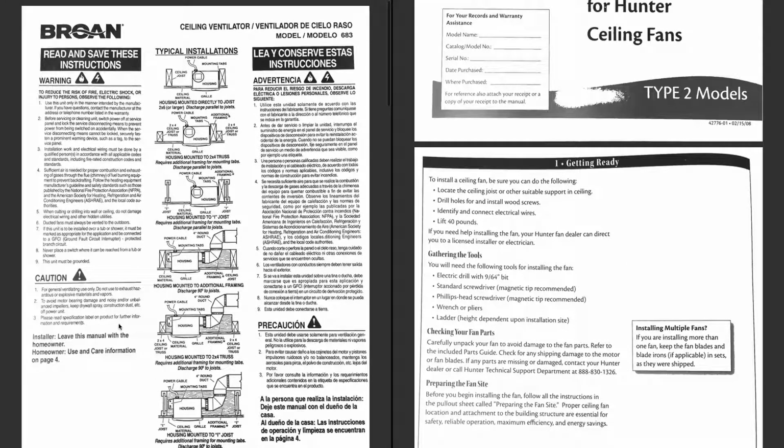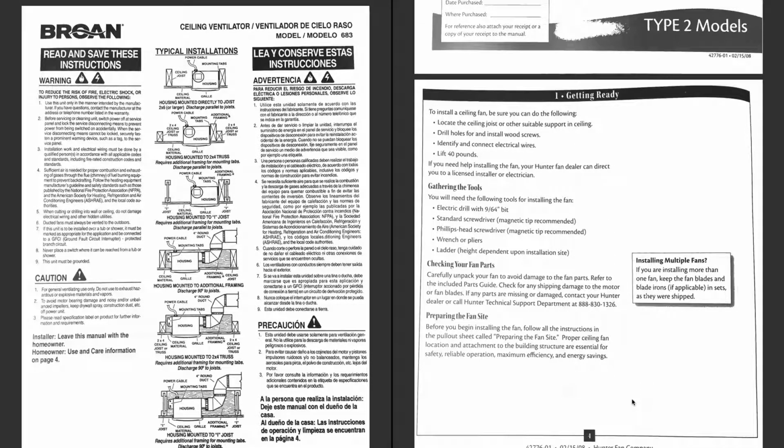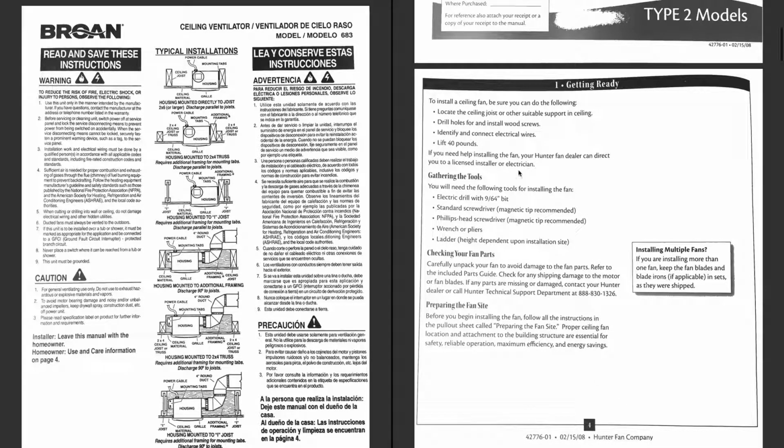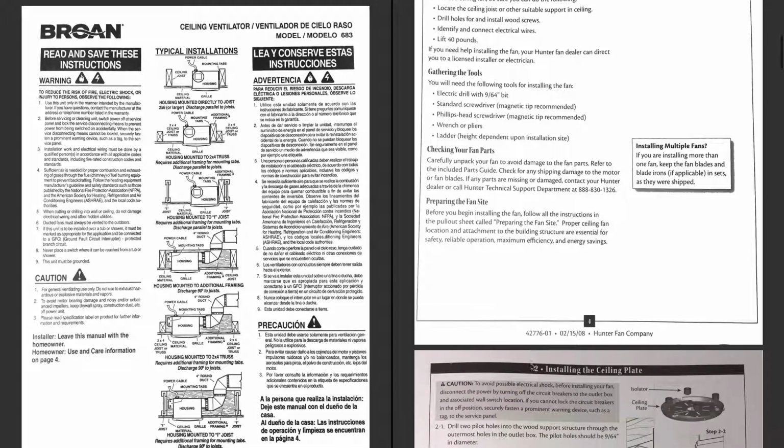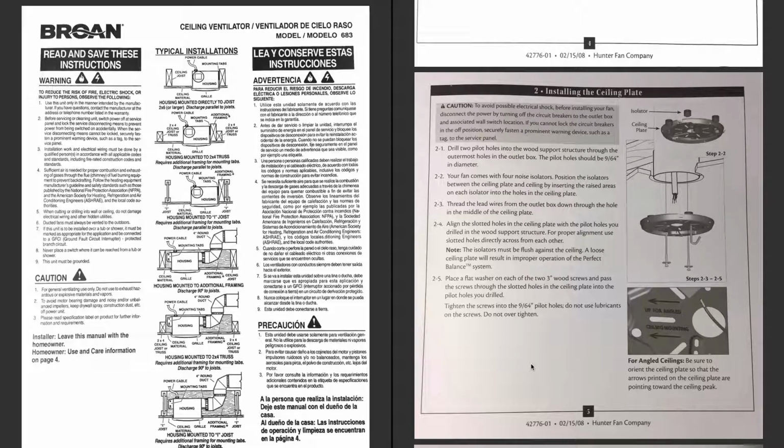Let's look at the ceiling fan manual on the other hand. If we look over here, we see the first page, getting ready. So what do you need to install the ceiling fan? It tells you everything you need, the tools that you're going to need, and checking out your parts, right? We don't necessarily see any of that over here on the left manual. So if we move up, installing the ceiling plate, and then it just gets right into it. And so it breaks it down.